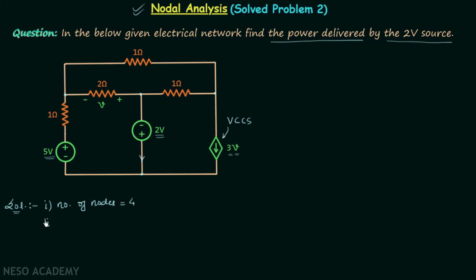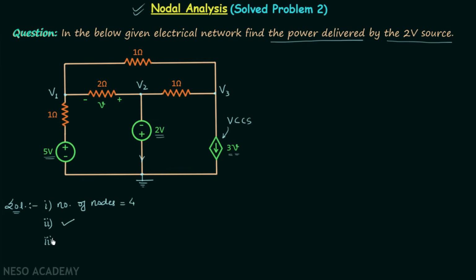Now we will proceed to step number 2, in which we will assign the node voltages and choose the reference node. We will take this bottom node as the reference node, and therefore we will ground this node, and now we are left with 3 non-reference nodes, and we are required to assign voltages to them, and therefore we will assign V1 to the first non-reference node, V2 to the second non-reference node, and V3 to the third non-reference node. So we are done with step number 2.